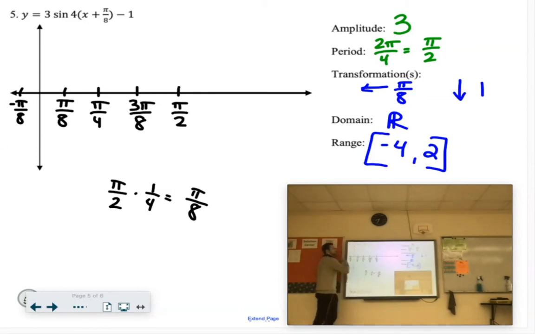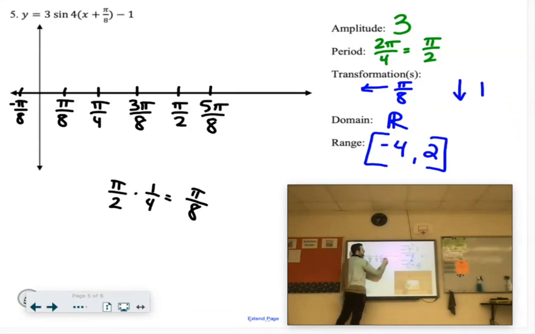Now this would give us more than one full cycle. So that was 4 pi over 8, and we got 5 pi over 8. 6 pi over 8 would be 3/4. 7 pi over 8. And 8 pi over 8 would be 1 pi. I ran out of room.